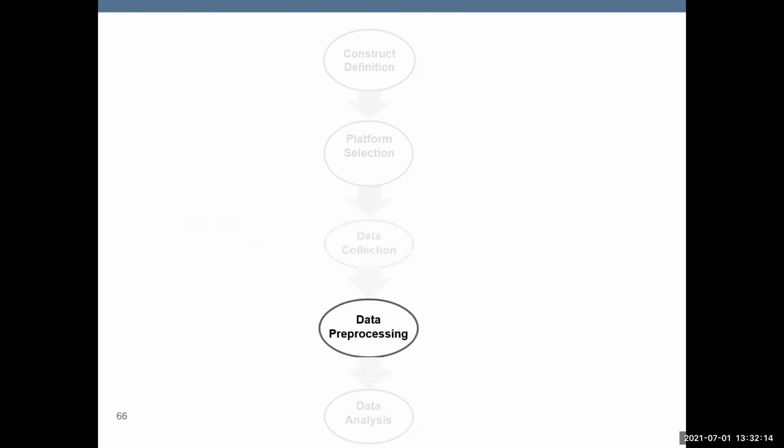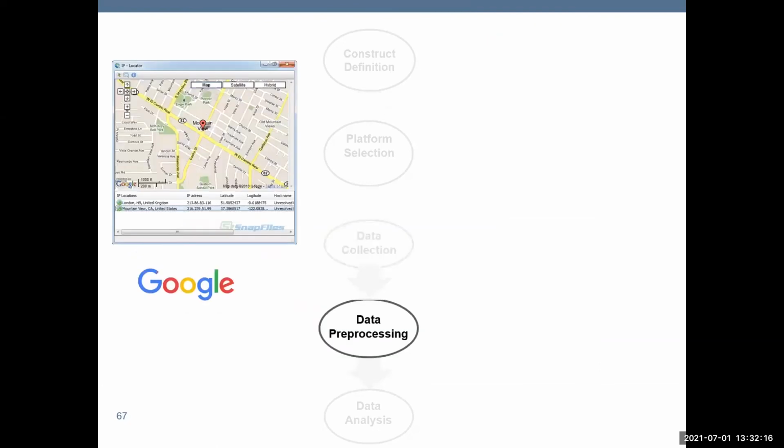The next step is data preprocessing, and here one of the interesting things about digital traces is the large scale of data that we typically have. And with such large scale data, we often do not have demographic information such as location. So, for example, in search queries, we would have to infer that, whereas in a survey, you could directly ask a person for their demographic information. So this is something that we would have to infer.